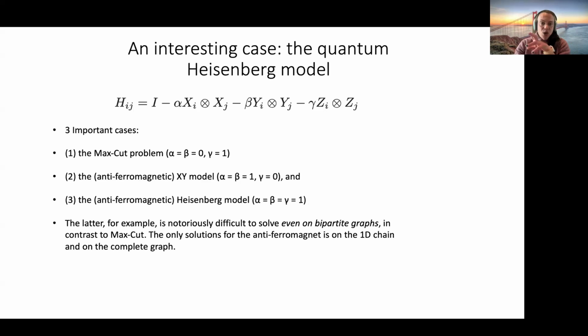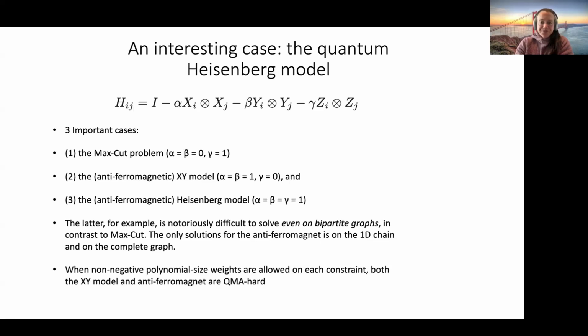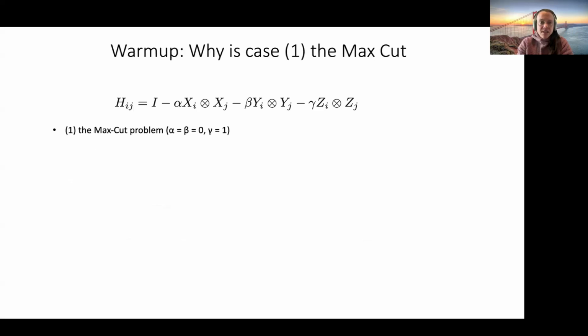A cool thing, I don't know if it's cool, but I find it cool: quantum max-cut, which is this case, is notoriously difficult to solve even on bipartite graphs. This is in contrast to classical max-cut, because we know that for bipartite graphs, classical max-cut becomes super easy. You just cut all the edges because you can find the bipartition in polynomial time. So all of these problems are just way harder than classical problems already.